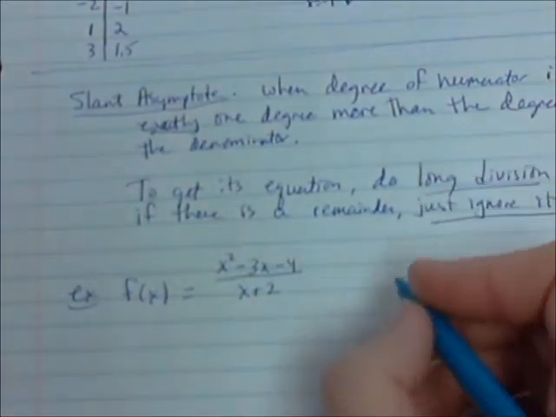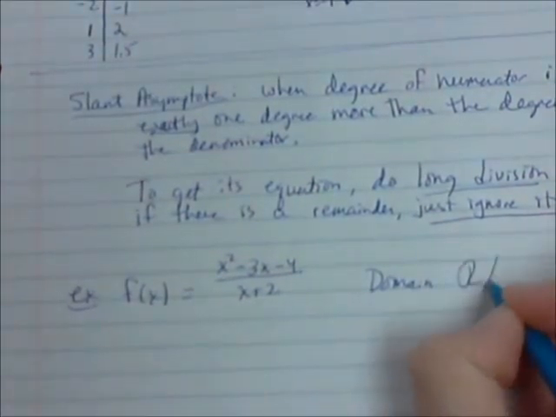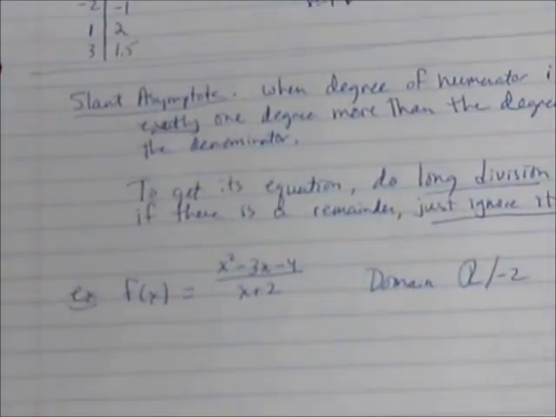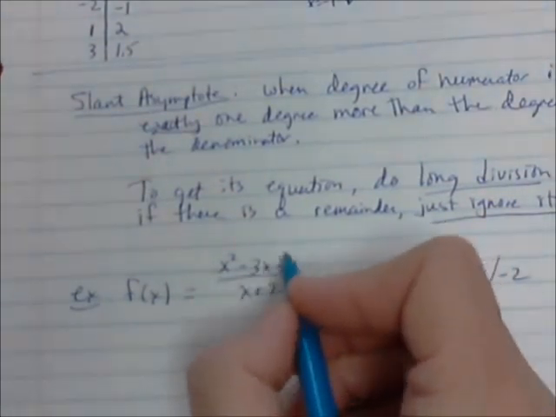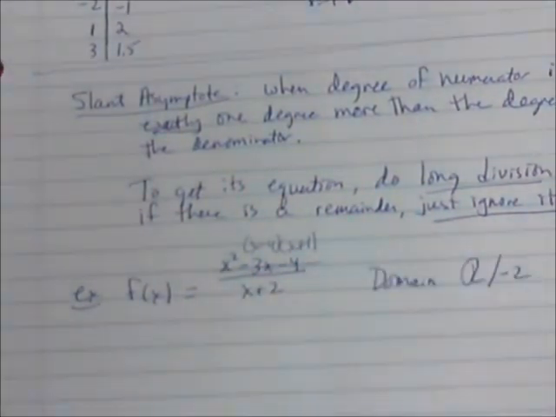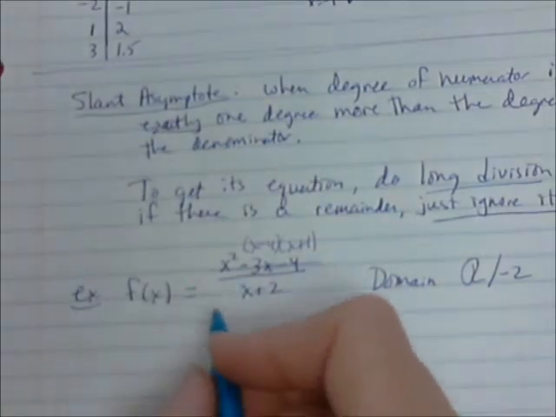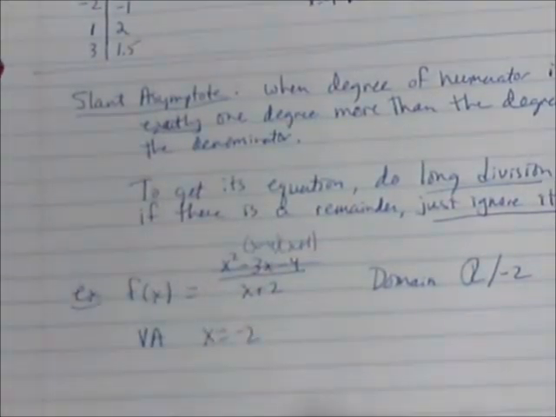So when you set up the domain, you see that it's all real numbers except for -2. If you want to factor this numerator, you can factor it into x minus 4 times x plus 1. And there's no common factors, so there's no hole in this graph. You can set up the vertical asymptote as x equals -2.